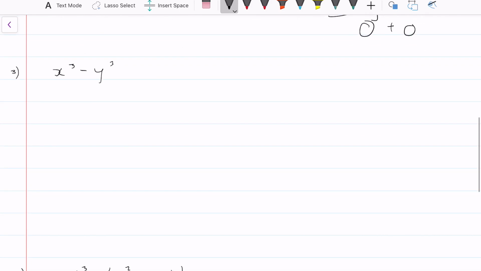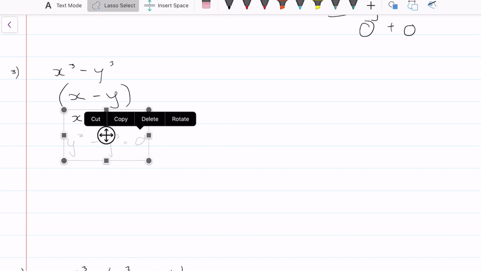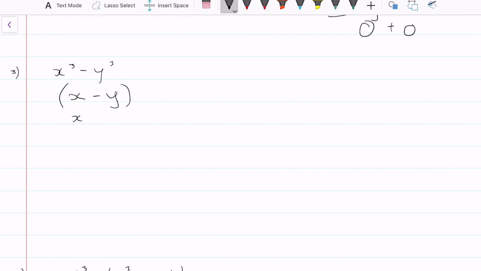Okay, so now we get to cubes. Cubes are also very similar in approach. So again, we're going to try and find a value for x that gives us 0. So let's say x equals y. So y cubed minus y cubed equals 0. So we know that x minus y is therefore a factor. Okay, now we're going to find the next factor through long division.